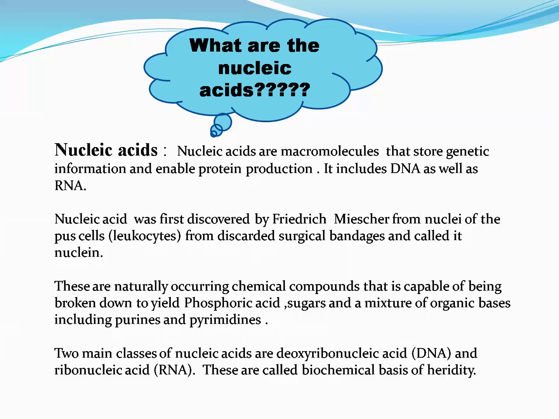Two main classes of the nucleic acid: deoxyribonucleic acid as well as the ribonucleic acid. These are called the biochemical basis of heredity. Friends, these both macromolecules are called biochemical basis of heredity because they are responsible to store the genetic information, and they are responsible to transfer the gene from one generation to the next generation.